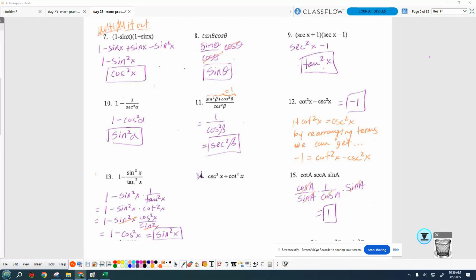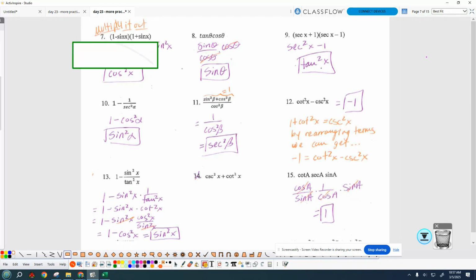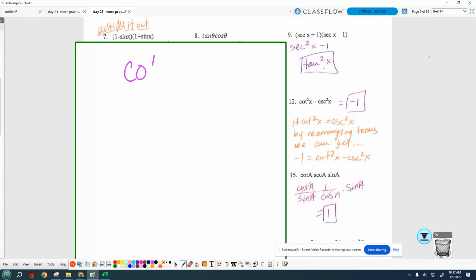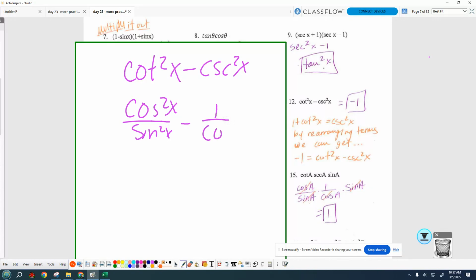I should not expand it then. Cotangent squared became cosine squared over sine squared. And then secant squared became 1 over sine squared. And then it became cosine squared minus 1 over sine squared, which equals 1. Common denominator, then added.